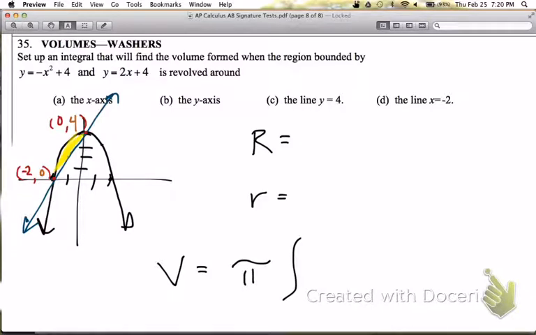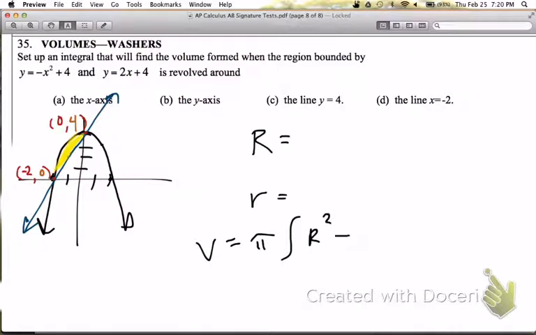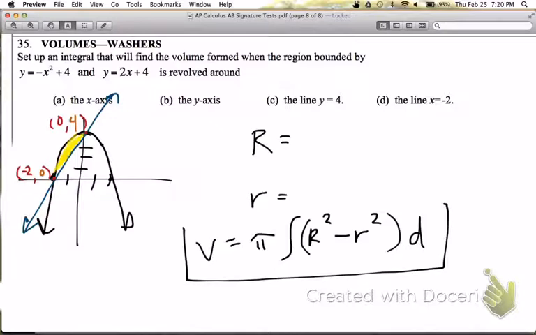The limits will change, but times the integral of, and actually let me move this up a little so you guys can see this. It's volume equals pi times the integral of capital R squared minus lowercase r squared d something. So it's either dx or dy depending on which line we're revolving it around. So I'm just going to keep that there right now. That's my basis that all 4 of these parts are going to look like this.